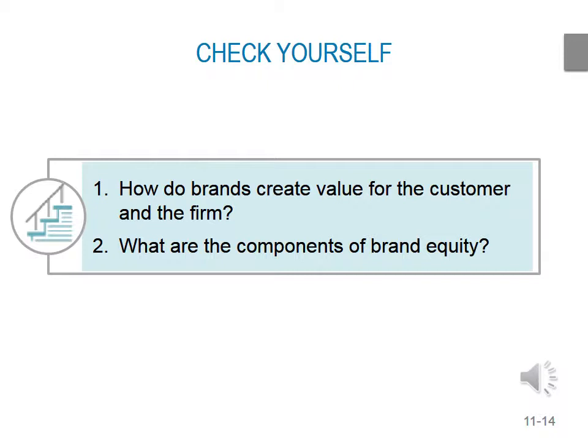Students, what are the components of brand equity? Brand awareness, perceived value, brand associations, and brand loyalty are the components of brand equity.